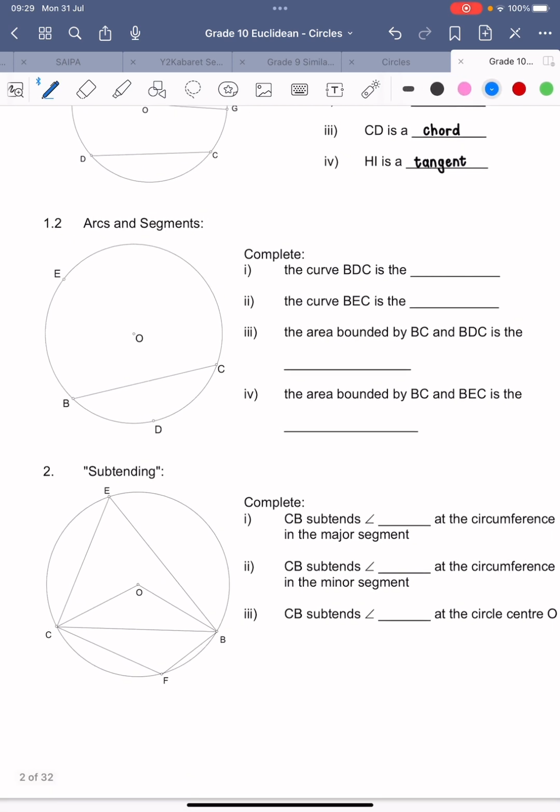So now they are asking us to, again, complete the following sentences, but now we're talking about arcs and segments. All right, so the curve BDC. So BDC is this section here. Now, guys, BDC is a section of the circumference, so we call that an arc. But is this the minor or the major arc? Minor arc. Okay, so just be specific there. Minor arc, because it is the smaller one. And then BEC is going to be the major arc.